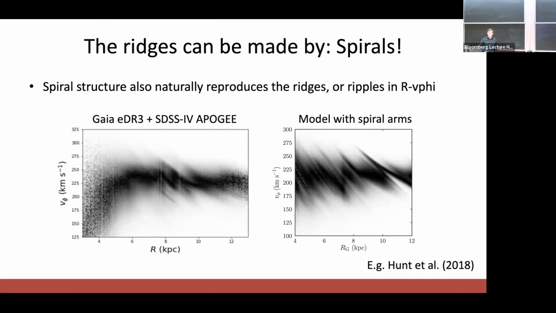You can also make them with spiral arms, whether you prefer density wave spirals or transient winding material arms. They both leave ridges in this space, basically any departure from equilibrium in this distance. There's another image of the Gaia data from me combined with APOGEE. And as one of my models with spiral arms, you see the same ridge features appear.